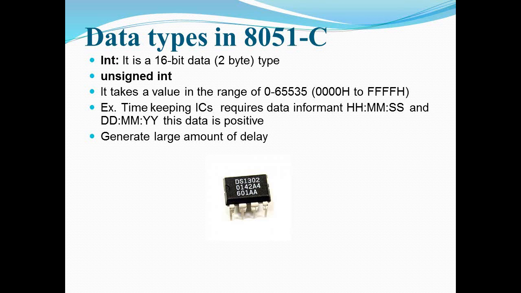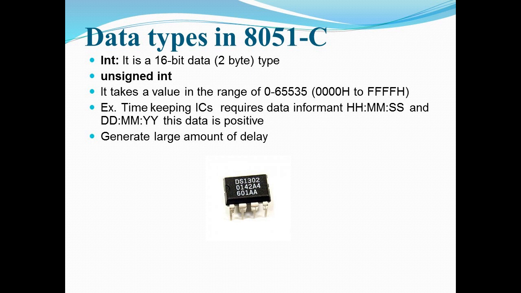Next data type is called the integer data type. In an integer data type, we can store 16-bit information, that is 2 bytes. Integer data type has two types. One is called an unsigned integer and the second one is called a signed integer. So let us look at the unsigned integer.